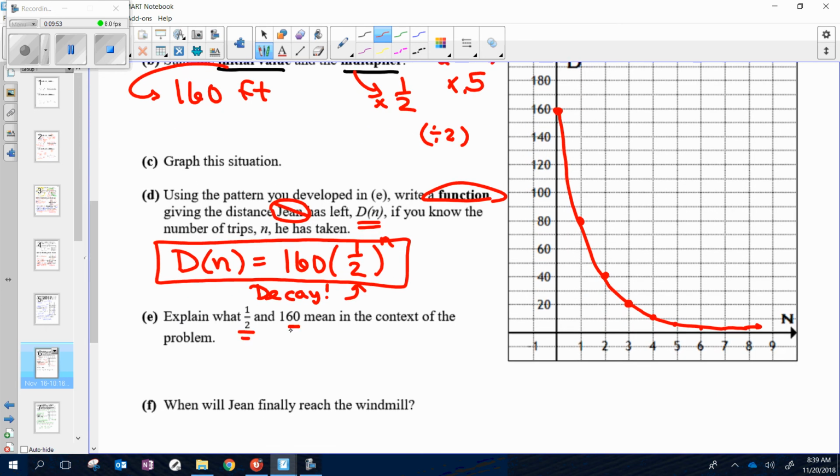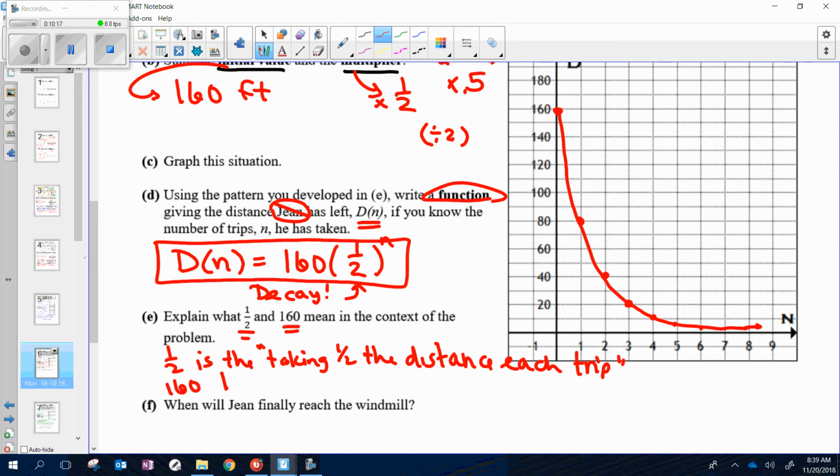Explain what the 1/2 and the 160 mean. 1/2 is the multiplier, but we already knew that because they asked for that up there. But 1/2 is the taking half the distance each time. Each trip. And the 160 is how far, in feet, he was away initially. The initial distance from the windmill.